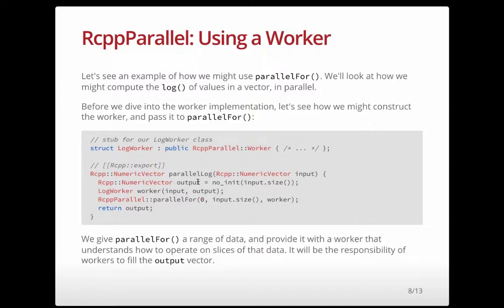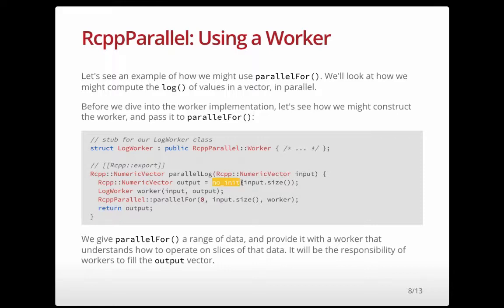But in the C or C++ worlds, normally what you would have to do is write a for loop to iterate over that. So you might have expected something like for i equals 0, i equals n, i++, compute the log of this element and set it somewhere. But for the RcppParallel case, what we're going to do is pre-allocate our output vector, have it be the same size as our input vector.